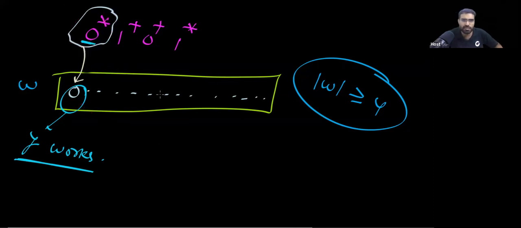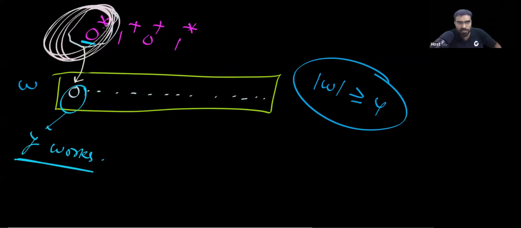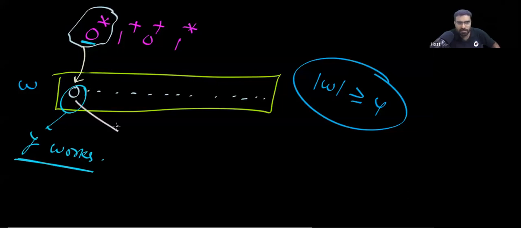Please tell me, did you understand? I am giving you the general solution. From here, if you take at least one 0, then the first 0 you can take as y. This first 0 you can take as y.